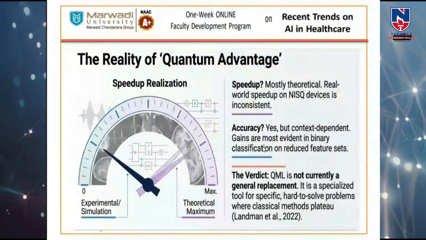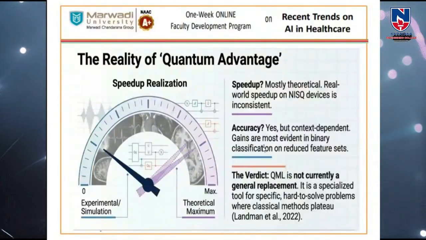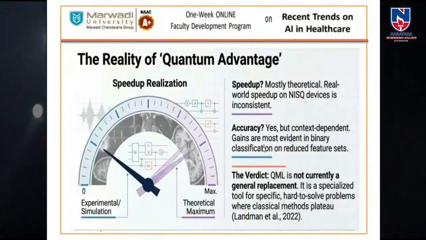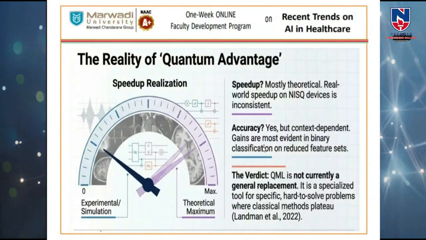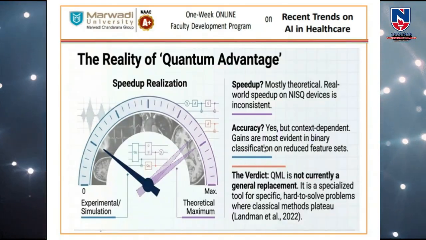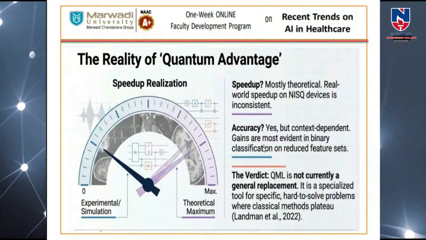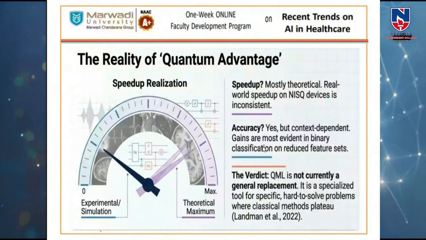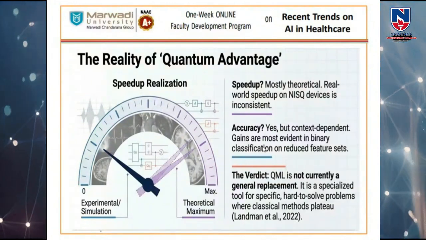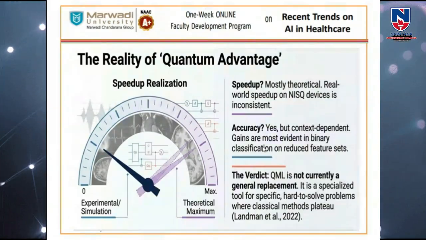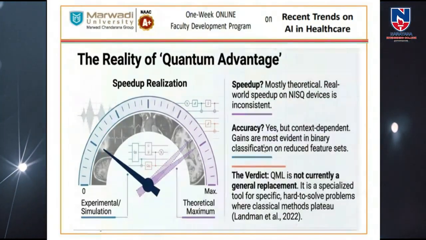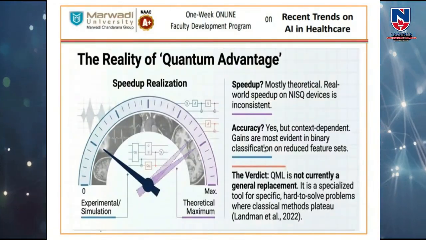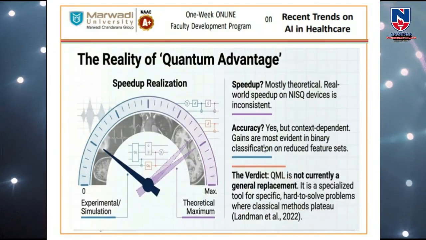as I mentioned, according to the NISQ era, and I'm repeating this many times, the number of qubits is very limited because there are a lot of hurdles in practically implementing more qubits. That's why the speedup is mostly a theoretical concept. Of course, coming to accuracy, no doubt accuracy is going up. Even in my simulation I showed you, compared to the normal conventional model and deep learning models, QML is giving high accuracy.